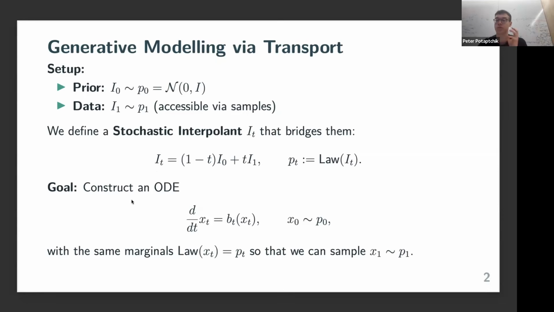Now, what is the goal of generative modeling? What we want to do is construct some transport that I'm going to model as an ODE that I'm going to initialize at the Gaussian P0 and then transport using my drift bt such that at time one, my ODE sample X1 is distributed as P1. And I'm actually going to ask for something a little bit more. At all times t, my Xt is random because of my random initial condition.